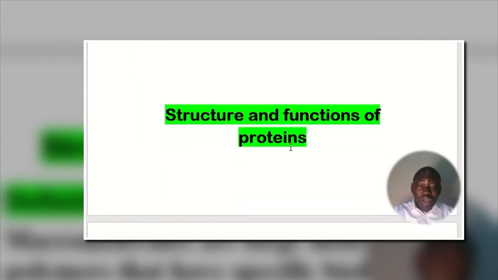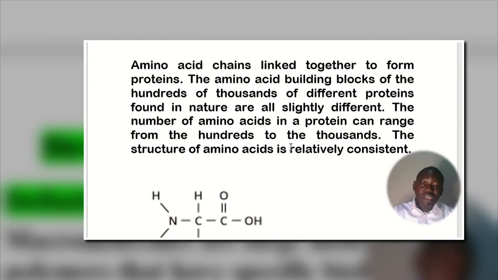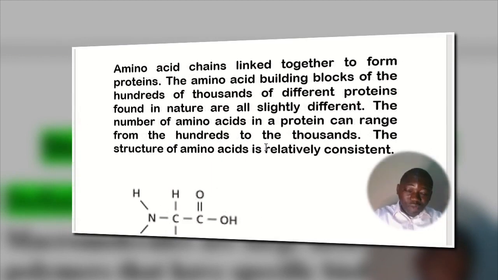Quickly now, we'll move to the structure and functions of proteins. Amino acid chains are linked together to form proteins. The amino acid building blocks of the hundreds of thousands of different proteins found in nature are all slightly different. The number of amino acids in a protein can range from the hundreds to the thousands. The structure of amino acids is relatively consistent.